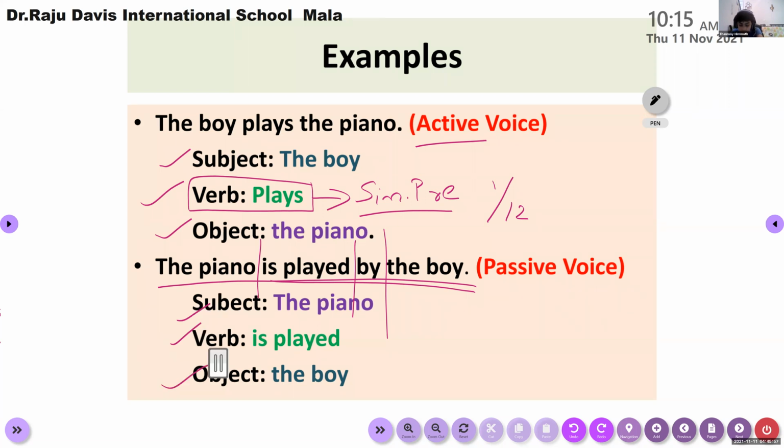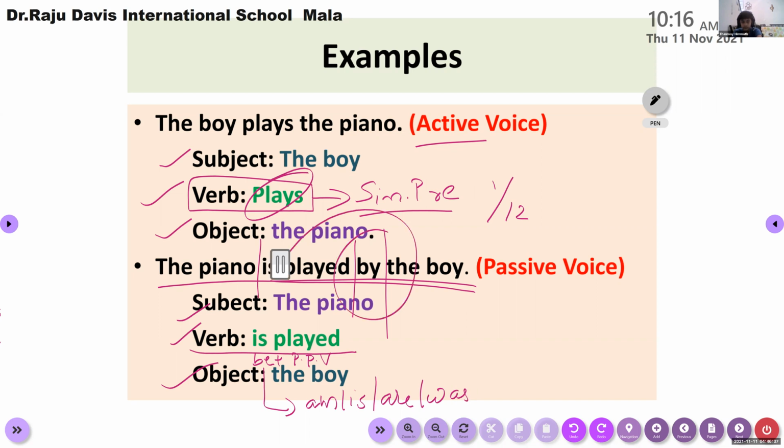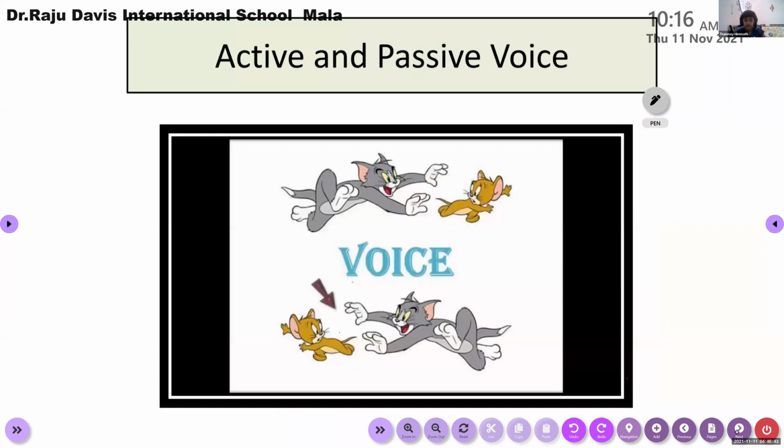Now, how to identify whether the sentence is written in passive voice or active voice? By looking at the verb. So here in the second sentence, the verb is in which form? Be plus past participle form of the verb. Okay. What are the be forms? Is, am, are, was, were. Okay. And what is the second form? Be plus past participle form. So played is the past participle of the verb play, isn't it? Yes or no? Yes, ma'am. So this is the method. Please don't think about the word by. Think about only the word verb. Check the verb and identify the tense of your sentence. Am I clear? Yes, ma'am.